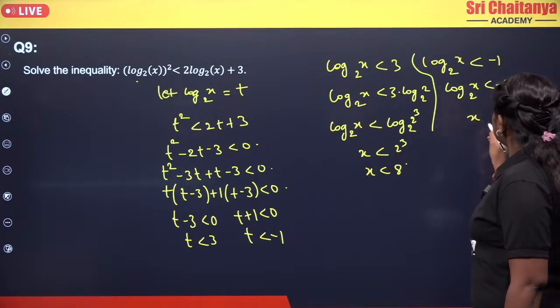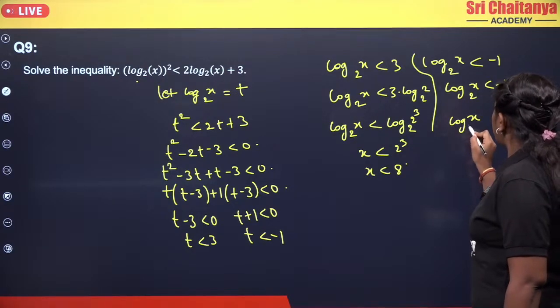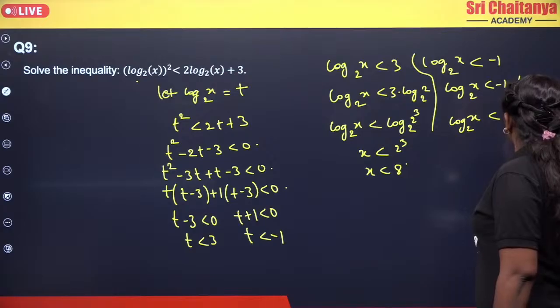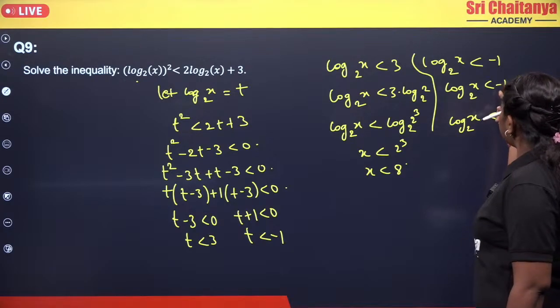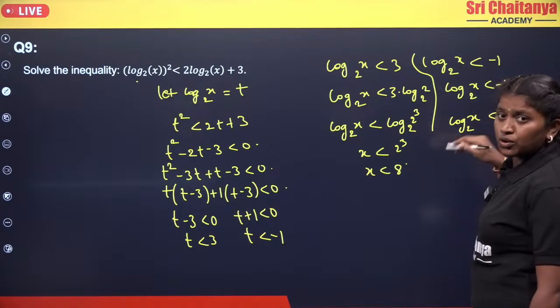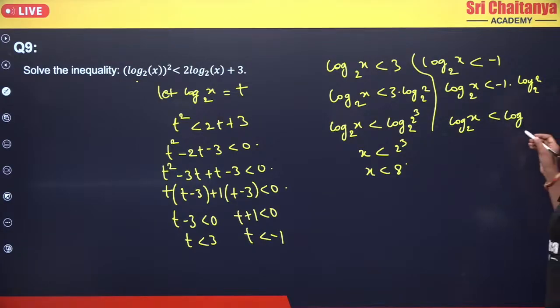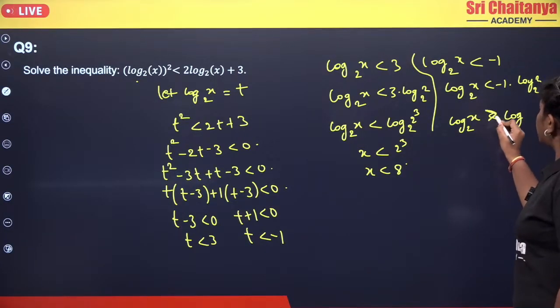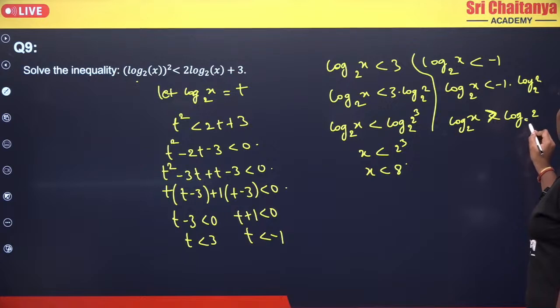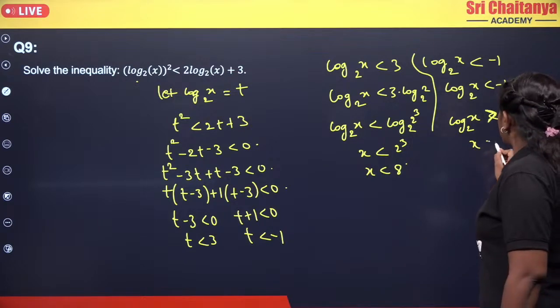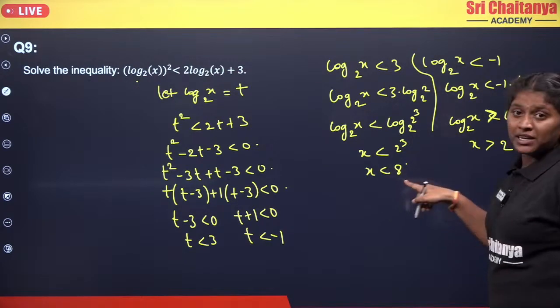Log x to the base 2 less than log. So I need to eliminate my negative sign. If you are eliminating your negative sign, you will be multiplying with minus, so the sign changes. So it will be greater than log 2 to the base 2. So now x will be greater than 2 and x will be less than 8.